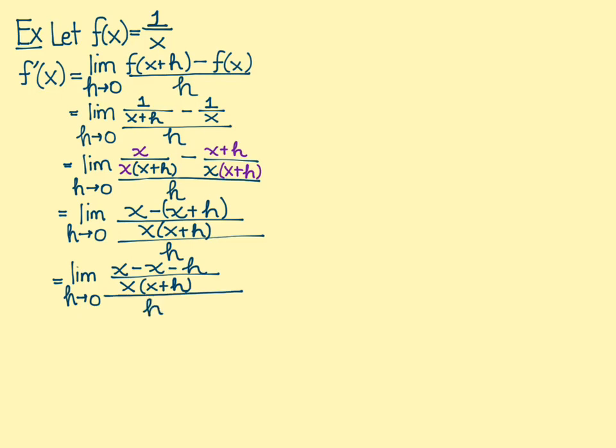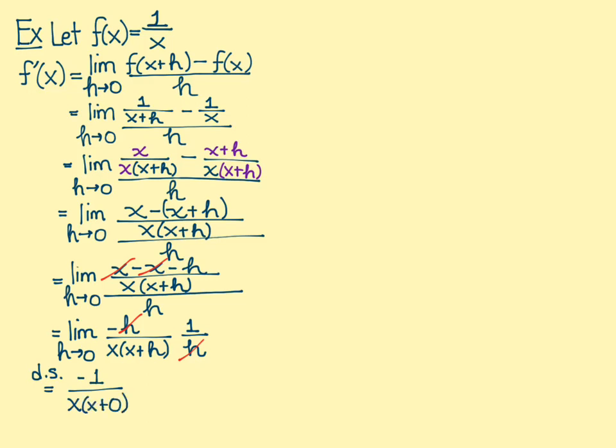And distributing the negative sign through, I see that my x's cancel. So I'm left with negative h over x times x plus h, and to get the h out of the bottom, the h in the bottom is the same as thinking about it as an h over 1, so I can replace that with multiplying by the reciprocal, which is 1 over h. Now we see that the h in the top cancels with the h in the bottom, and I'm left with negative 1 over x times x plus h. If I do direct substitution, I get negative 1 over x squared. So the derivative of 1 over x is negative 1 over x squared.